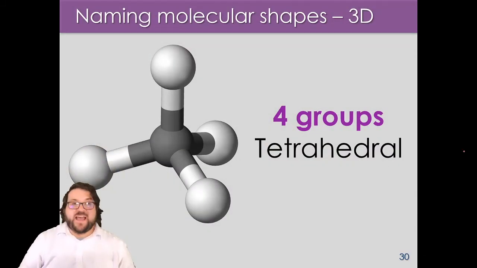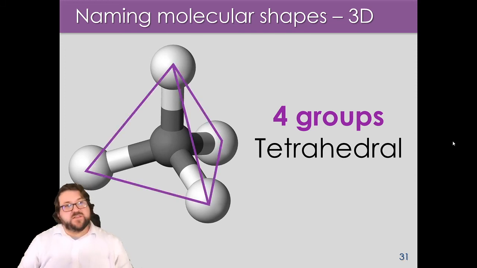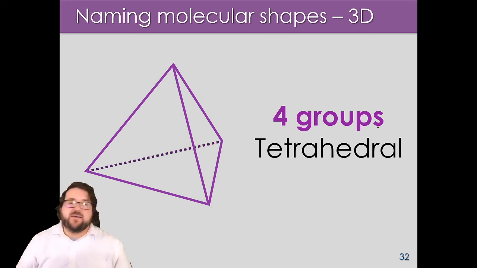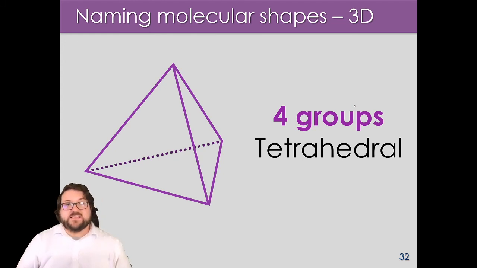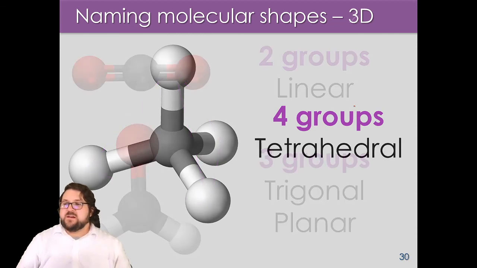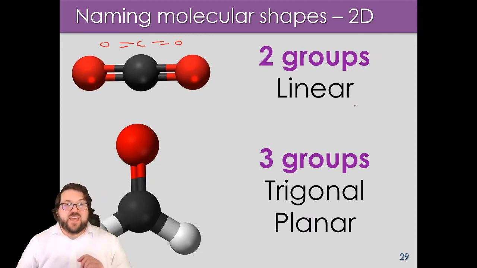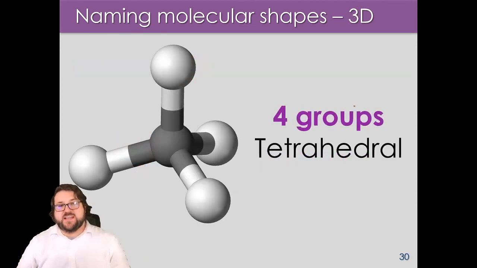So this one is a tetrahedron. Let's just find that tetrahedron. Basically, you take every hydrogen atom and you connect them together, and that leads you to this sort of pyramid. There is one more line that you can't quite see there because of the structure. And so there you go. There's your tetrahedron there where all the sides are the same size. So those are our three basic shapes: linear, trigonal planar, or tetrahedral.